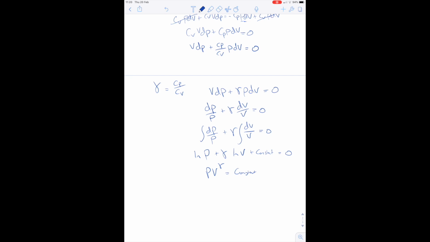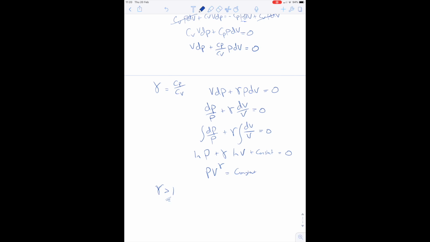Okay, now the thing to note here is that because of the way the specific heat terms work, gamma is always greater than 1. So this means that an adiabatic curve is always going to be steeper than an isothermal curve on a PV diagram, because gamma is greater than 1.